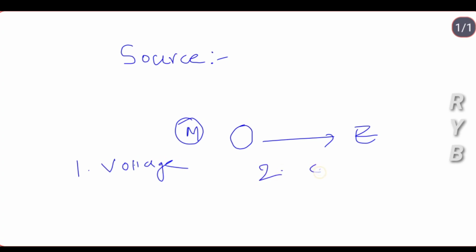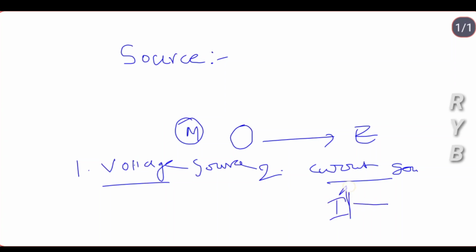These are the two types: voltage source and current source. Voltage source and current source both are active elements. A voltage source has the forcing function of EMF, whereas the current source has the forcing function of current. A current source produces a current. A voltage source produces a voltage.